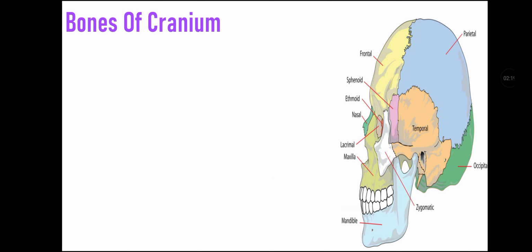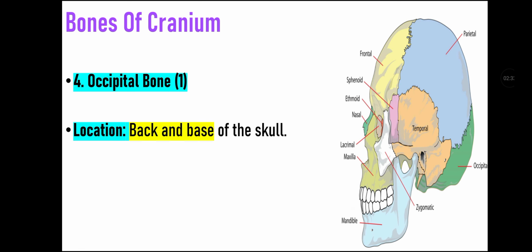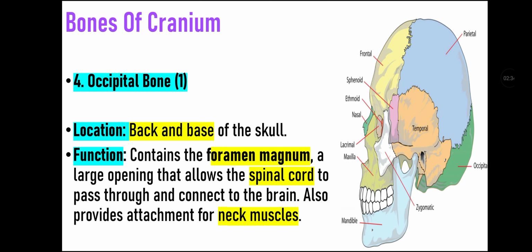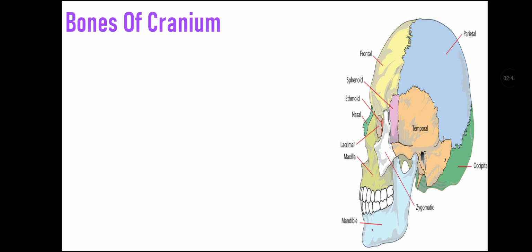Next cranial bone we have is occipital bone. As you can see here in the diagram, the green color bone at the back side of skull is the occipital bone. It is unpaired bone. That means there will be only one occipital bone in every skull. It is located at the base and back of skull. Its function is as it contains foramen magnum, that is a large opening, and it allows the spinal cord to pass through and connect to the brain. It also provides attachment for neck muscles.